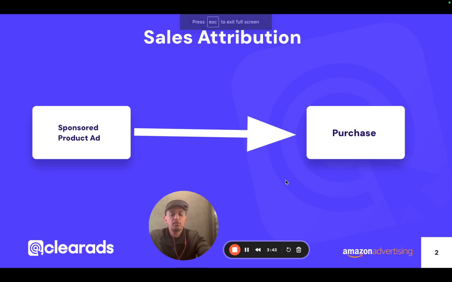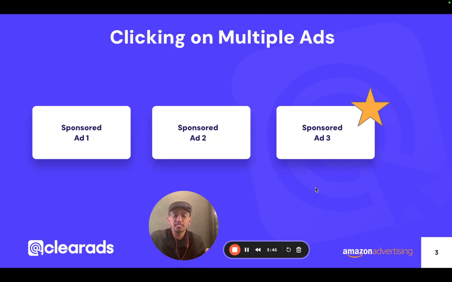So I guess the next big question is, okay, what if someone clicks on the ad more than once? They click on the sponsored ad more than once. Which is the ad that's going to get the attribution in sales? So at this moment, it's the last click. So it's the last ad that's being clicked.